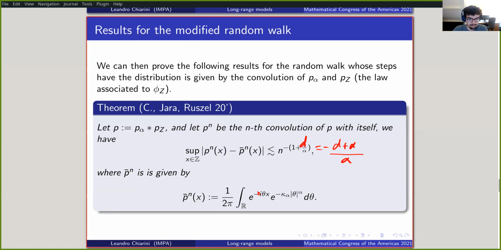And this comes from the fact that they managed to show that P_n(x) minus P_n-bar(x) squared is equal to O of n to some power that, to be honest, I forgot right now.